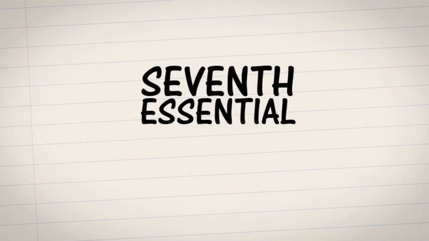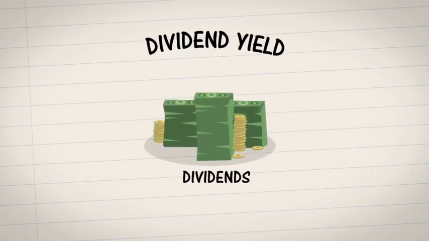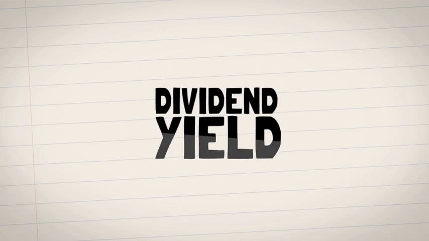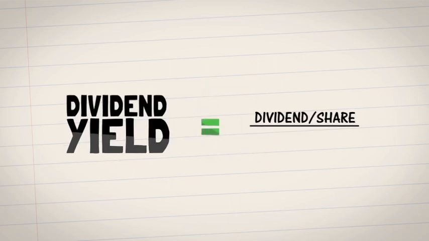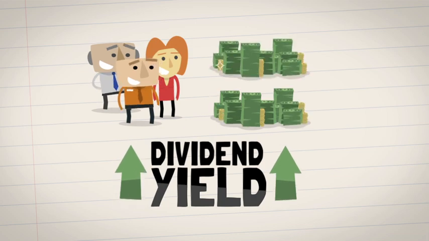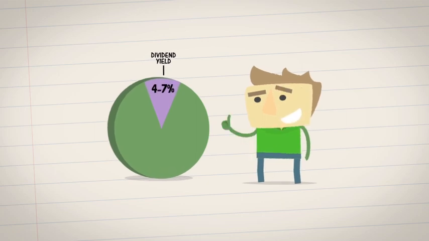Finally, the seventh essential ratio is the dividend yield. This measures how much in dividends the company pays out compared to their stock price. To calculate the dividend yield, take the dividend per share and divide it by share price. The higher the yield, the more dividends shareholders receive. Look for companies with consistent yields between 4 and 7%.